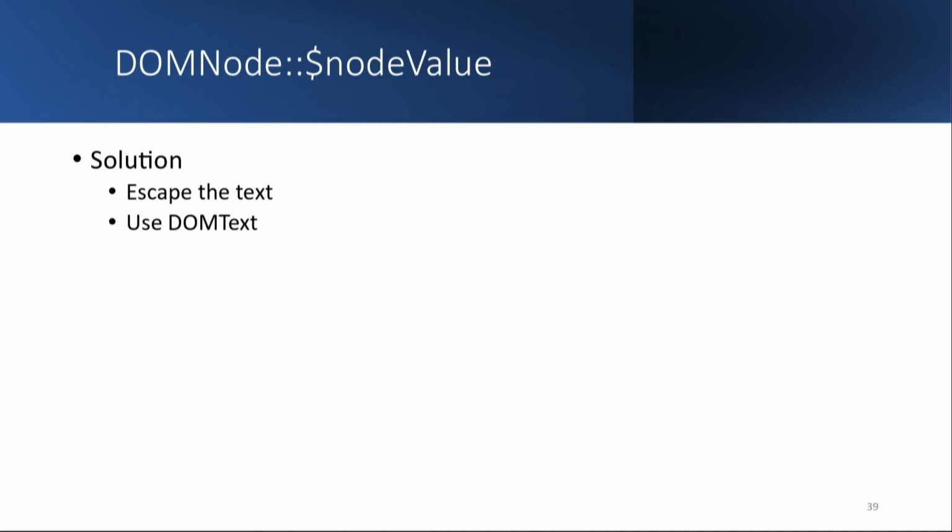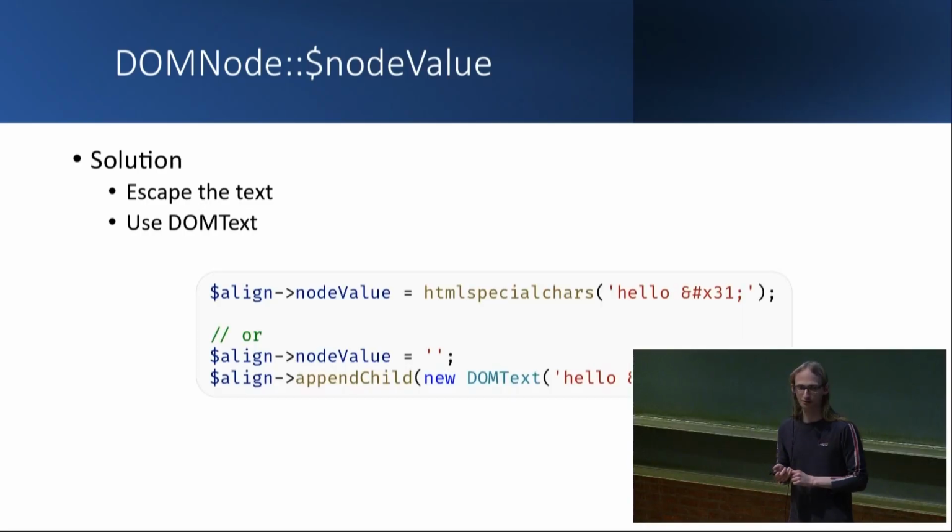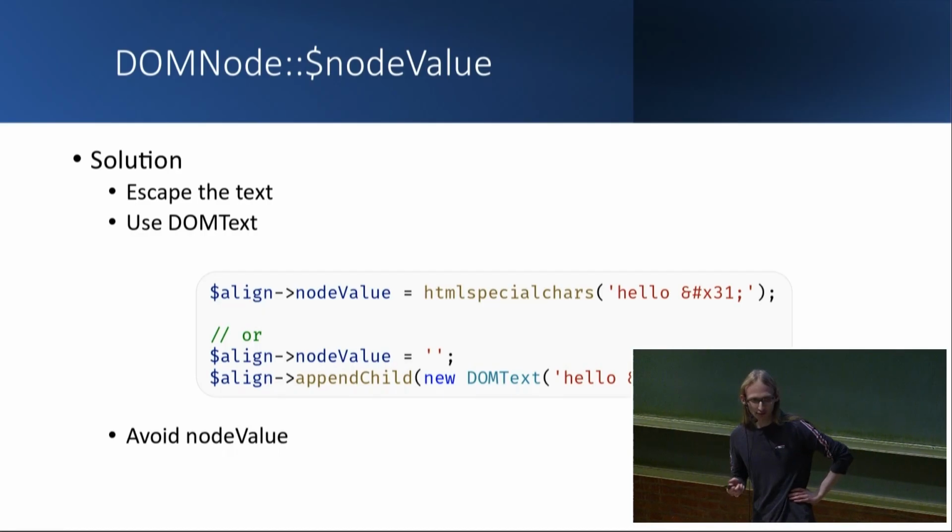So how do you solve this if you're stuck using the old API? Use a DOM text node or avoid or escape the text. So then you actually have to escape twice. Fun fact, turns out that Drupal CMS actually had a bug about the double escaping years ago. Or my favorite solution, just avoid this.